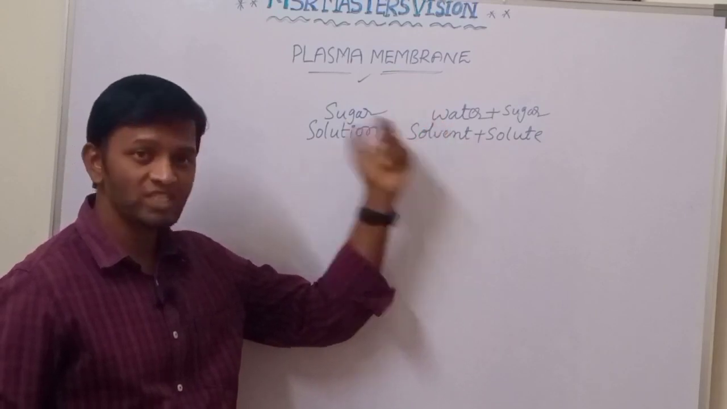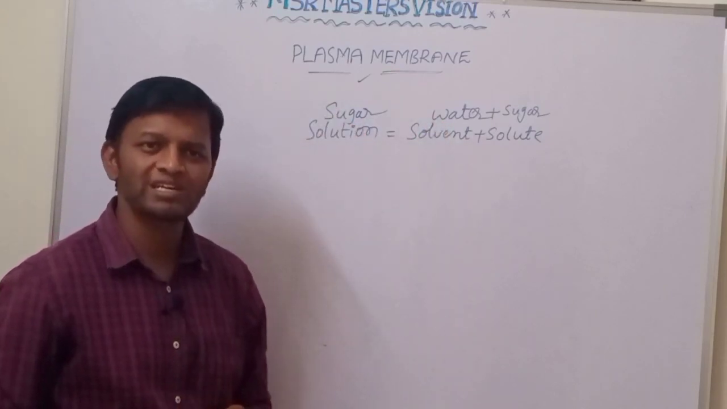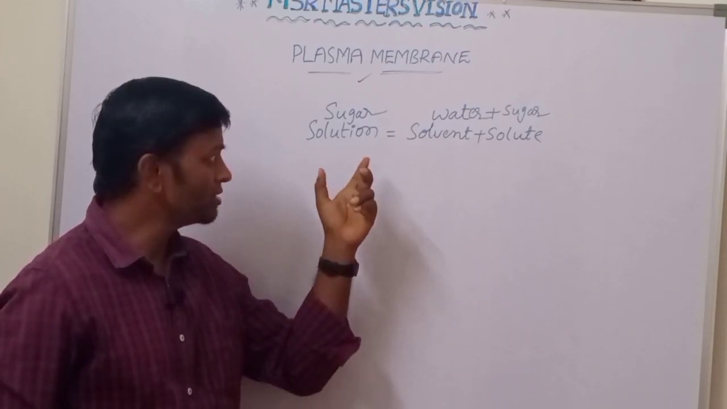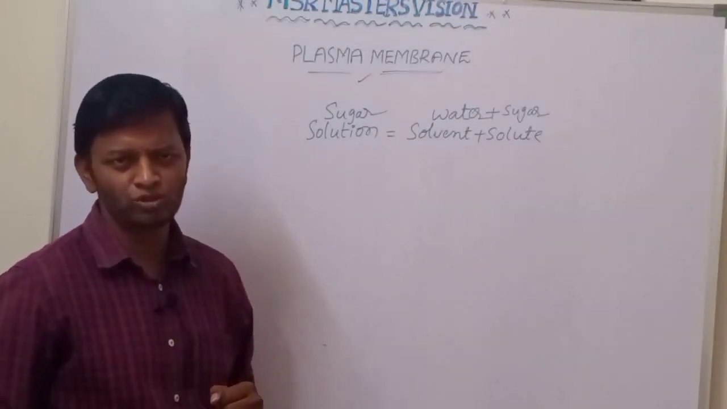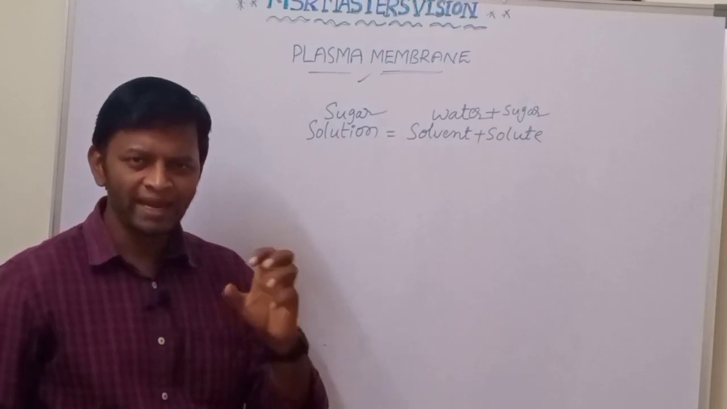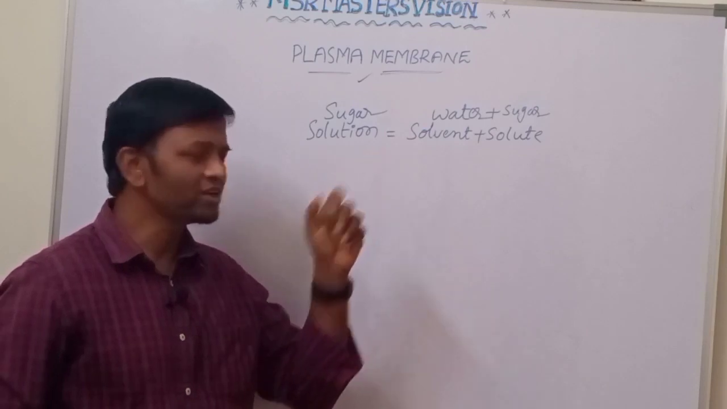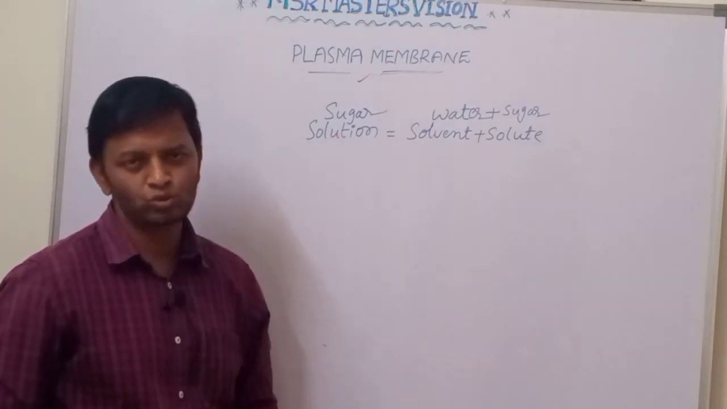So what do we call water? Water is called the universal solvent. So it is very important for competitive exams, right? So how can we get sugar solution? Simply by adding water to the sugar, or adding sugar to the water, then we can get a sugar solution.